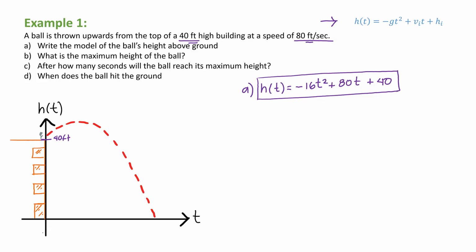Let's answer the next letter. Okay, B says, what is the maximum height of the ball? Okay, if we see the trajectory of the ball, the maximum height will be reached exactly at the vertex. And we know that the vertex is the coordinate h, comma, k, where h represents the x coordinate of the vertex and k represents the y coordinate of the vertex. It's very important that you don't confuse that h with the h of the function, because the h of the function means height.